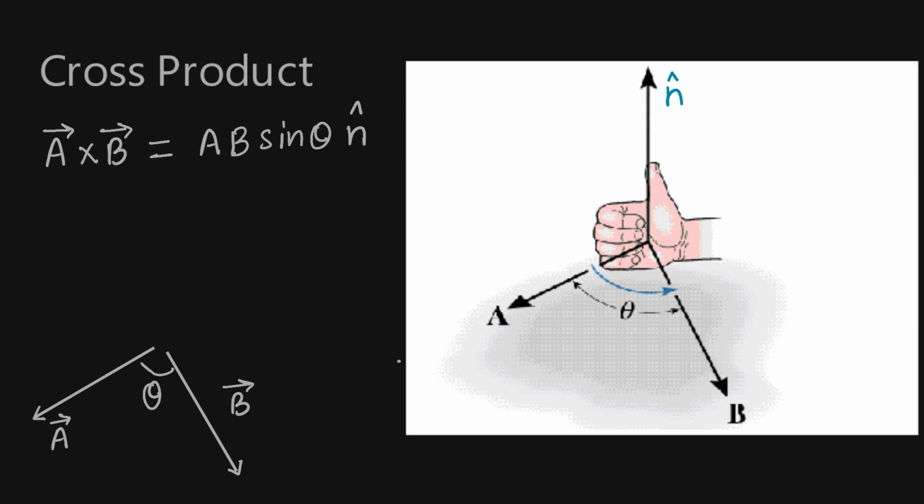Place your stretched right palm perpendicular to the plane of vectors A and B in such a way that the fingers are along the vector A, and when the fingers are closed, they go toward the vector B. The direction of the thumb gives the direction of n cap.